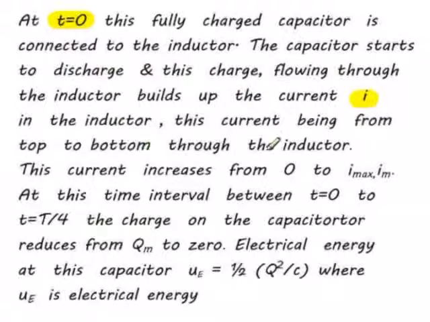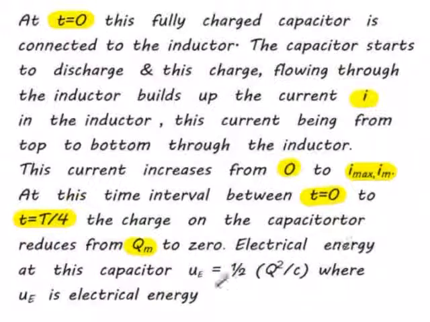This current is from top to bottom through the inductor. The current increases from 0 to I max, that is Im. In this interval, between t equal to 0 to t equal to capital T by 4, the charge on the capacitor reduces from Qm to 0.